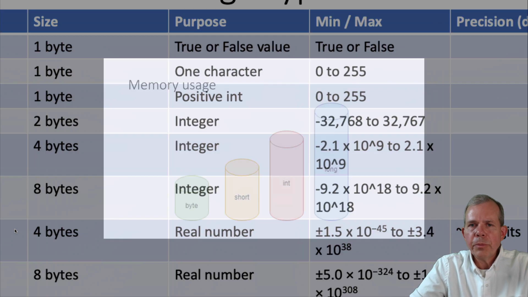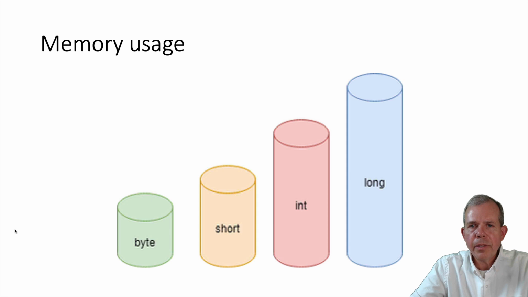So with the precision comes a cost. So really the cost is the memory usage. So if you're using longs for everything, you're wasting memory, because if the values of your game or your program never exceed the limits of an integer, then really there's no reason to use a long.